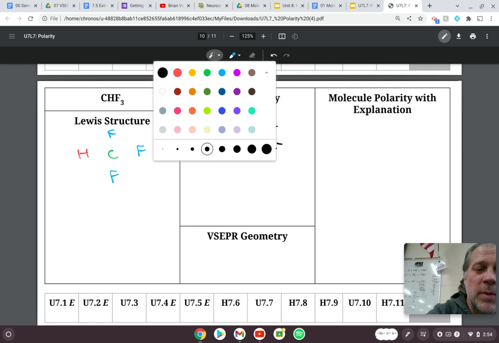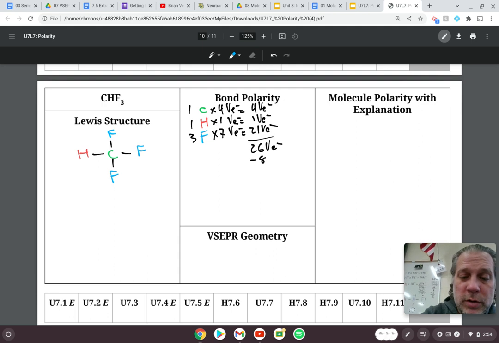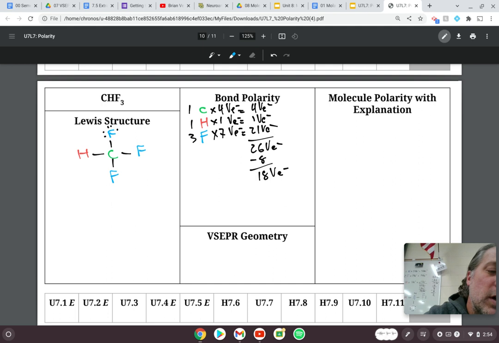And I'm going to start with a single bond for each. 2, 4, 6, 8. So my carbon has 8 valence electrons, so that leaves me with 18 valence electrons. My hydrogen has 2 in its bond, so that doesn't need any more. So that means that my fluorines are going to need more electrons. So 2, 4, 6, 8, 10, 12, 14, 16, 18.